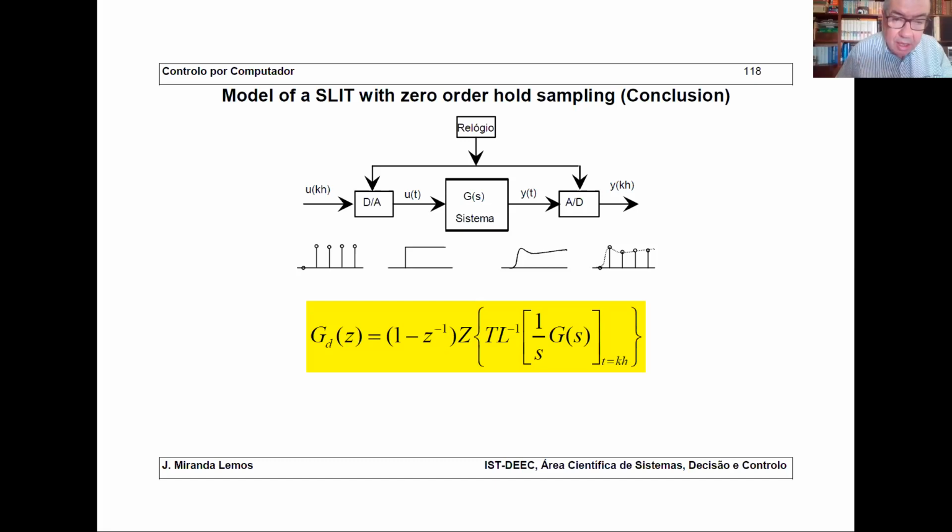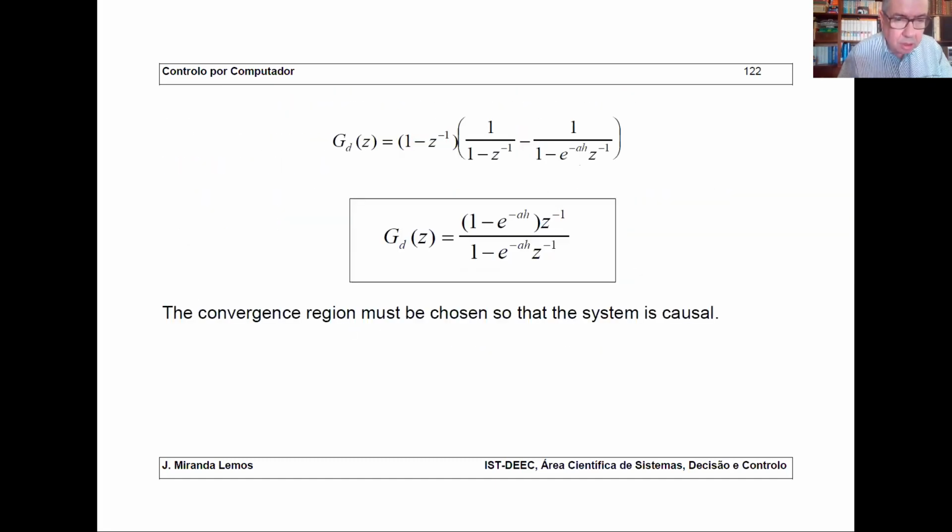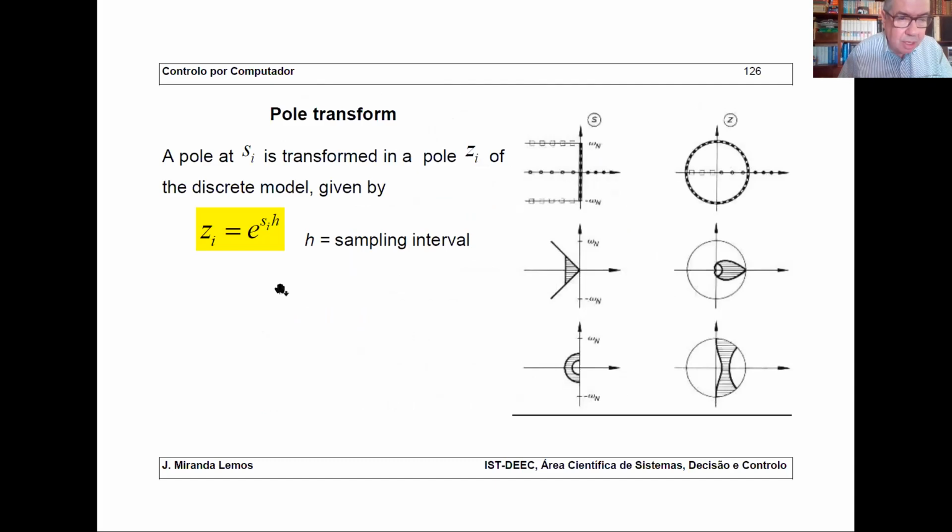Now, the second thing is, as a consequence of this formula, poles in continuous time are transformed according to an exponential relationship in discrete time. So an asymptotically stable system in continuous time is always mapped into an asymptotically stable system in discrete time. You cannot destroy stability by changing the sampling interval.